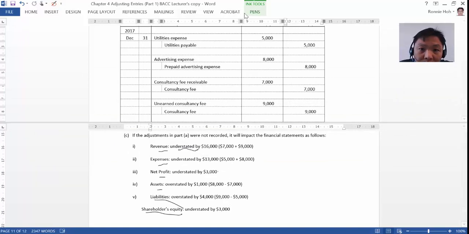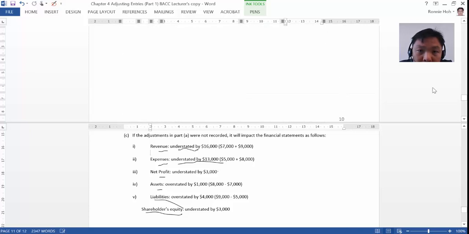Alright? Now let's move on to the expenses. So again, look at the adjusting entry. Looks like adjusting entry 1 and 2 relates to expenses, and you're supposed to debit these two expense accounts. So to debit means to increase the expenses. Since you didn't increase the expenses, you would have understated the expenses, right? Understated by 13,000. Because to debit an expense means to increase, yeah?